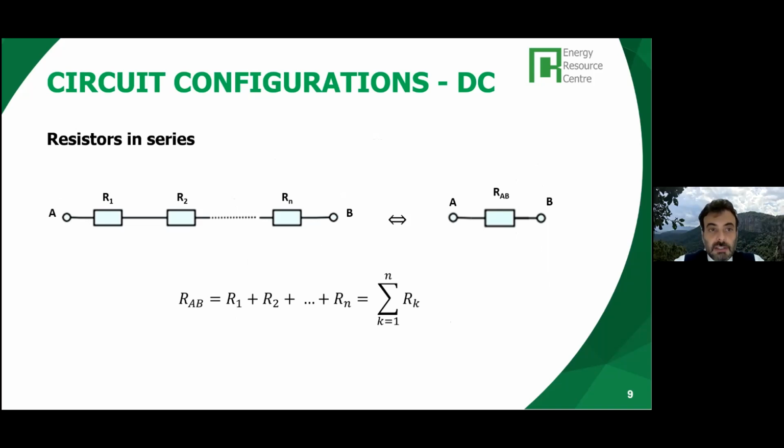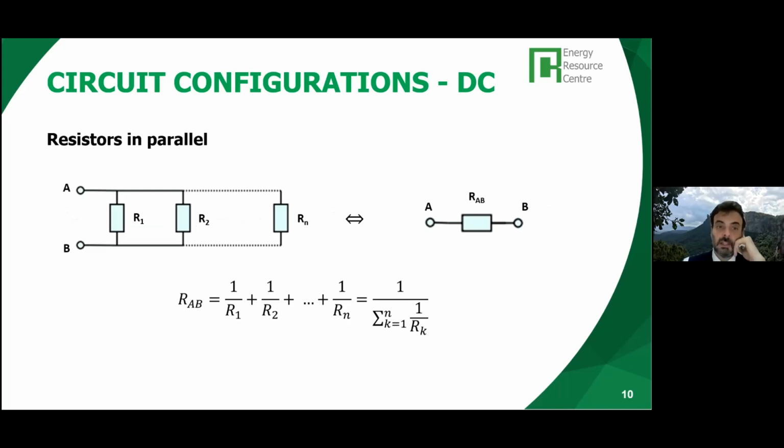Resistors can be connected in series, okay, and then the overall resistance of a series of resistors will be the addition of all of them. At the same time, resistors can also be connected in parallel, and then the resulting resistance is the addition of the inverse fraction of each resistor.